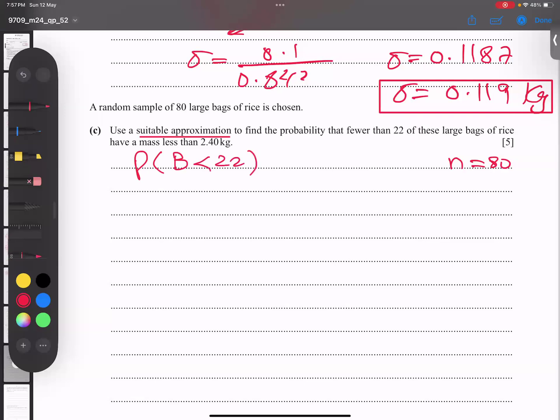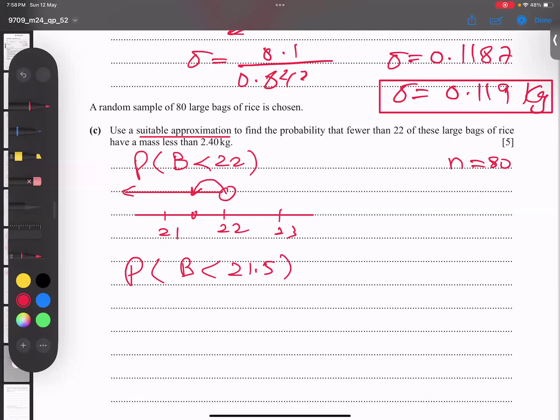Okay, and what is that? The probability that fewer than 22 of these large bags have rice mass less than 2.4. So with this continuity correction, how can we get it? This 22 right here, one number bigger, one number smaller. So it is smaller, less than that. It means I'm going this way. Just follow 0.5. So what is coming in the middle? It is called less than 21.5 because this is in the middle.